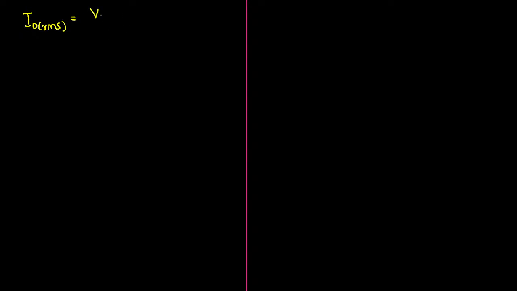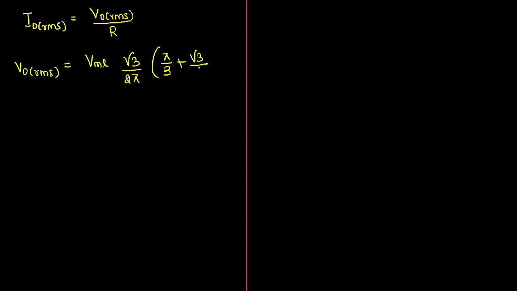So can I write like this? I naught RMS can be written as V naught RMS divided by R according to Ohm's law. Whereas the V naught RMS, sir, how do I express it? It is very easy. In case of resistive load, RMS output voltage is very easy. It is maximum line voltage into root 3 upon 2 pi. You can keep these things in your mind, not a big deal. Root 3 by 2 pi, pi by 3 plus root 3 by 2 into cosine of 2 times alpha, whole power 1 by 2. So this is the RMS value.